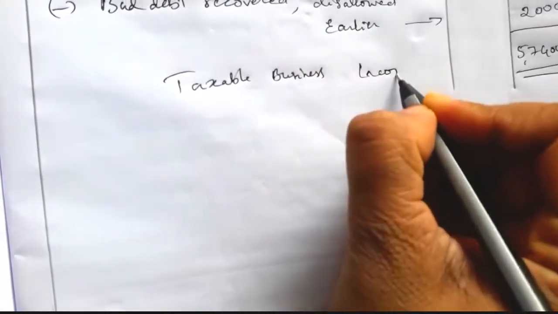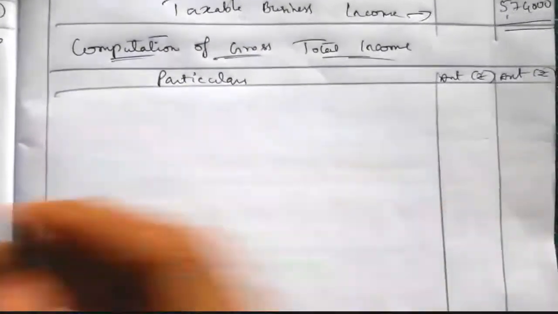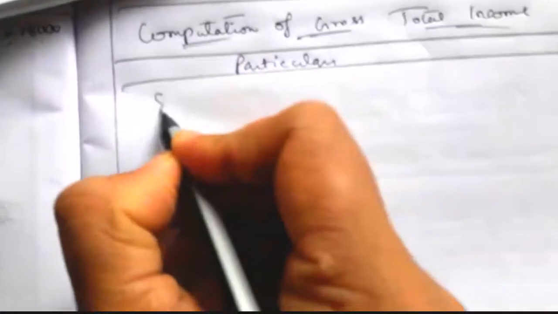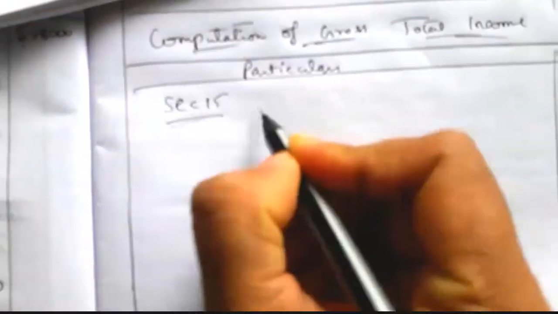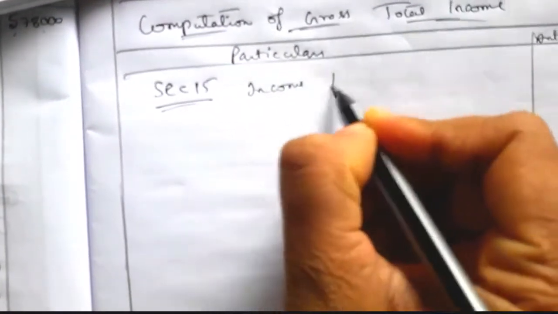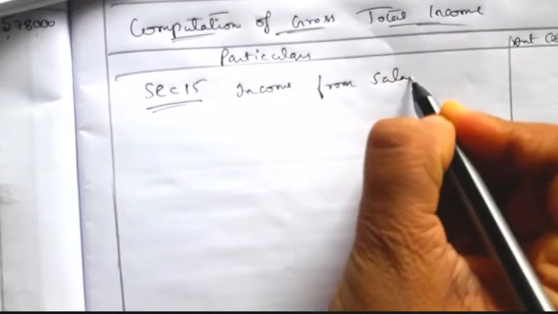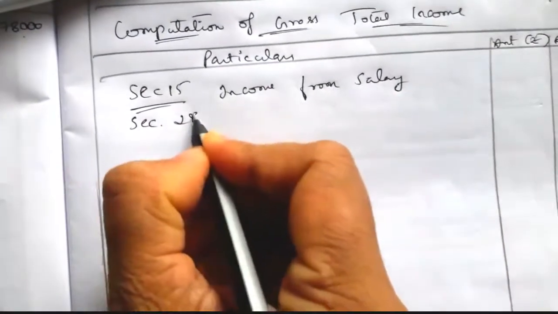So in this illustration they asked to compute even the gross total income. So now we will work out the gross total income. Write the heading: computation of gross total income. So, computation of gross total income, particulars and amount column. To record this, we have to see the credit side of the profit and loss account. So the first head is section 15, income from salary. There is no income from salary, so write nil.